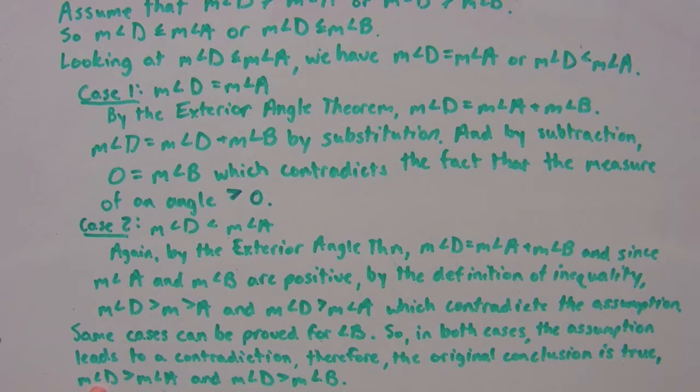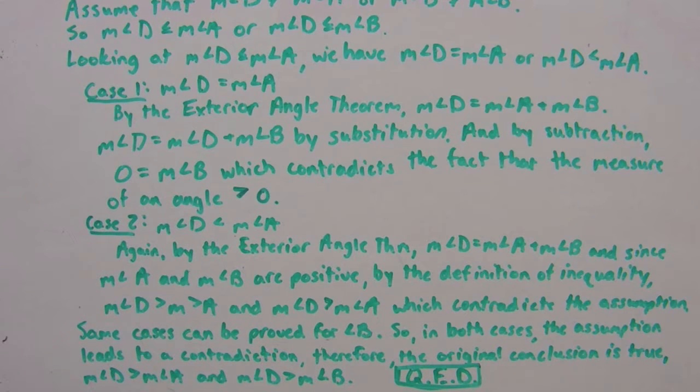The measure of angle D is greater than the measure of angle A, and the measure of angle D is greater than the measure of angle B. And we have proved what we needed to prove. That if an angle is an exterior angle of a triangle, then its measure is greater than the measure of either of its remote interior angles. Also remember that there is not just a single way to write a proof.